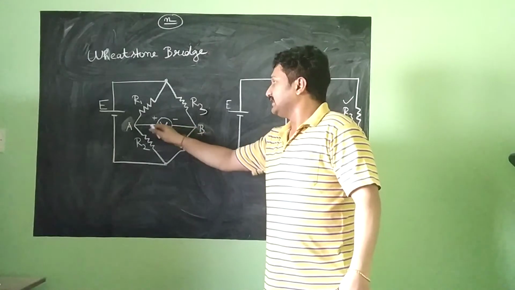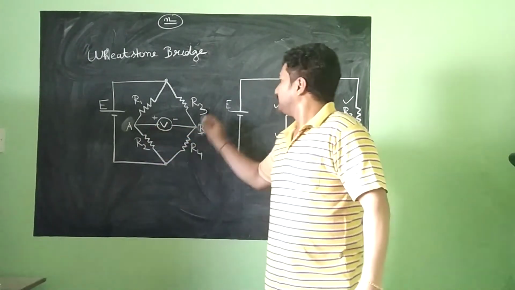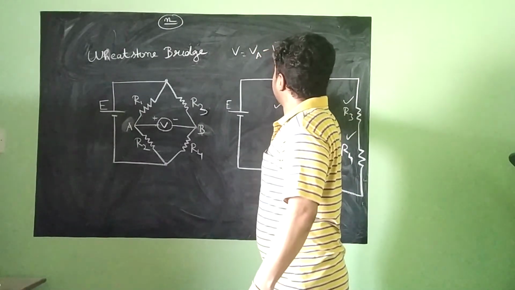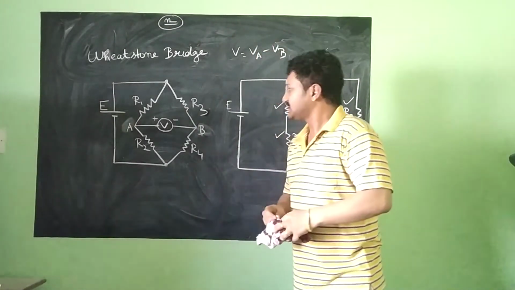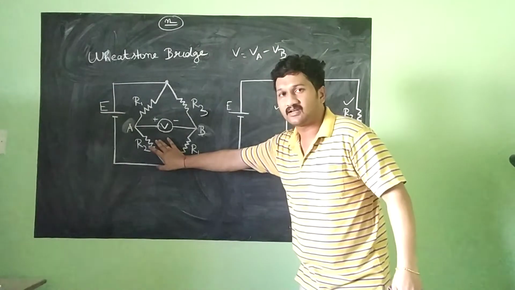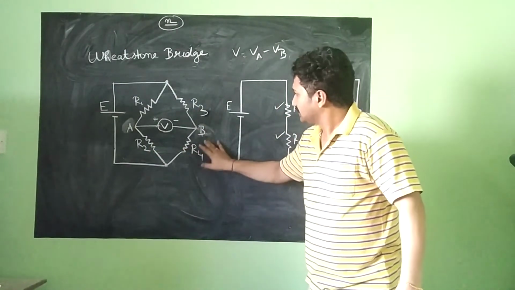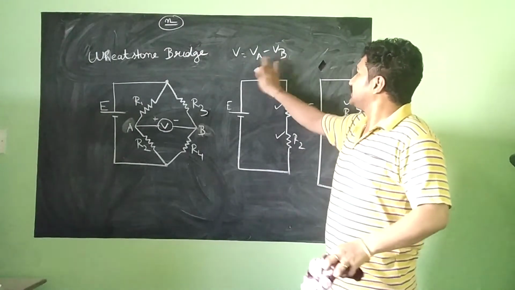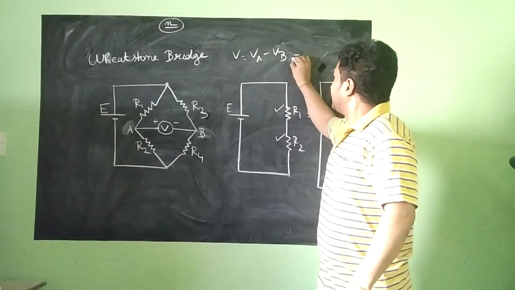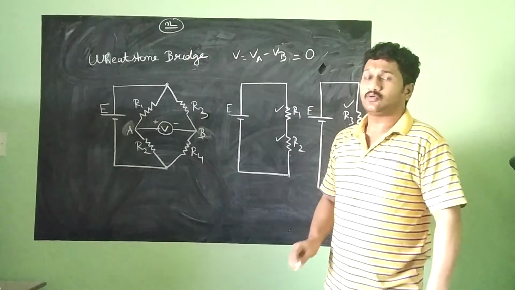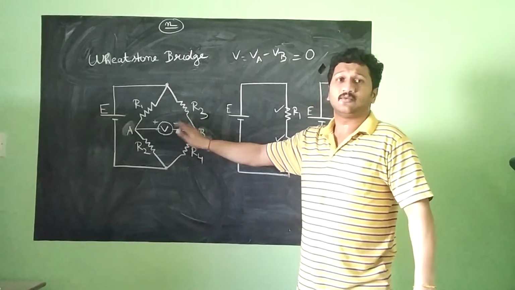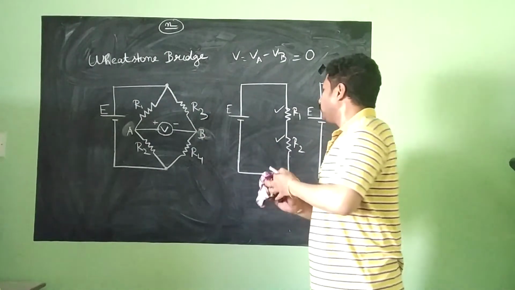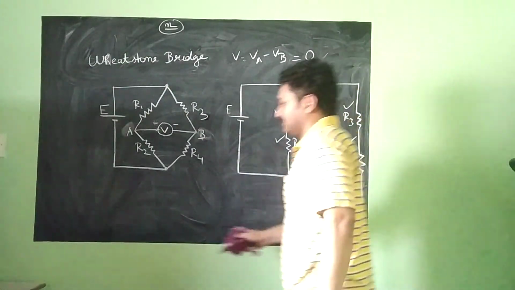measuring here. The individual voltage drop, which means V equal to VA minus VB, where VA is the voltage drop across R2 and VB is the voltage drop across R4. When we find the potential difference between VA and VB, it should be 0. So that in that case only we can say this Wheatstone bridge is balanced. So we will see how we will derive the relation of a Wheatstone bridge.